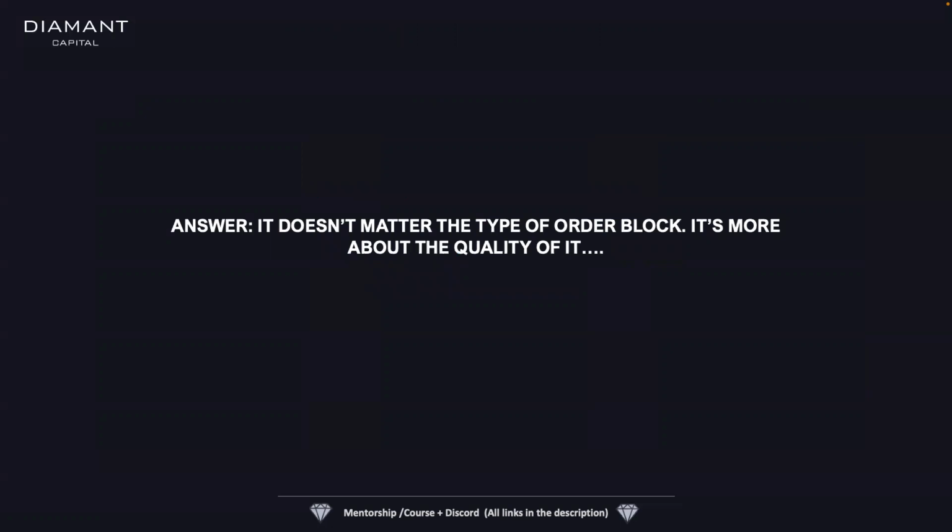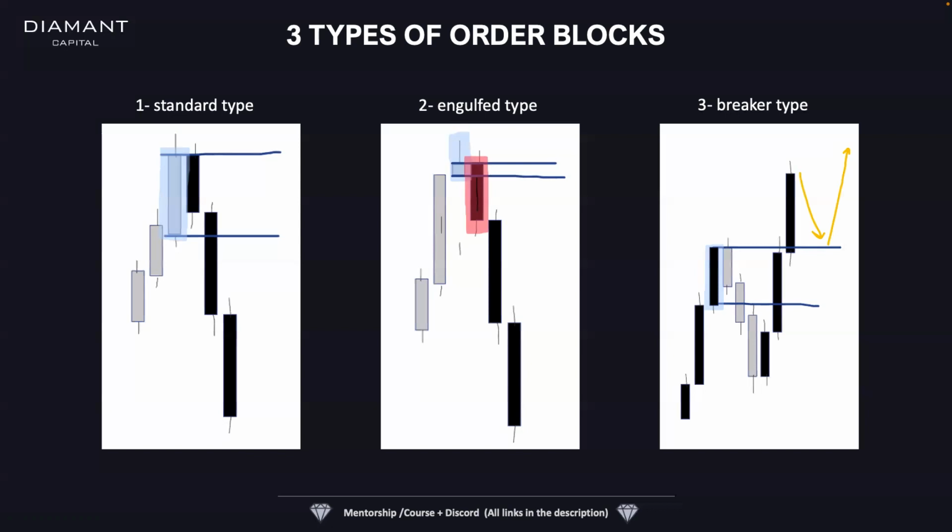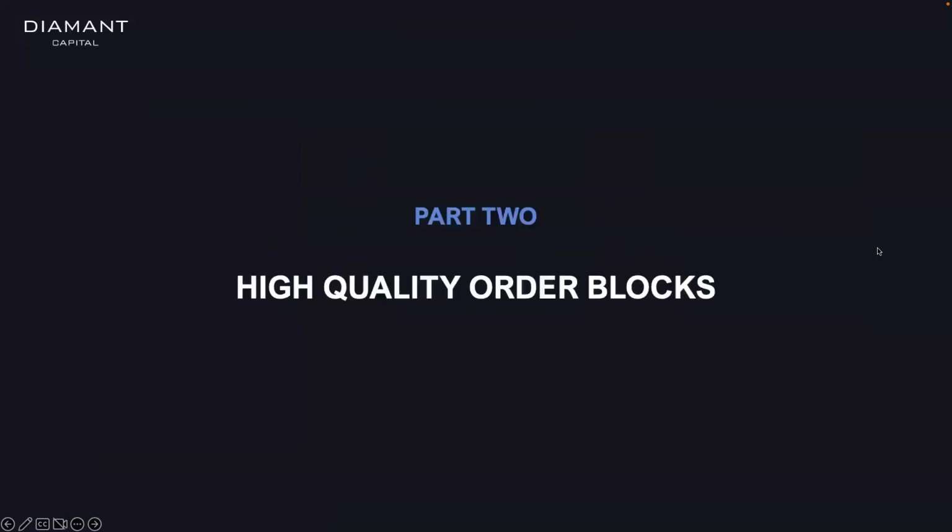Now, of course, this makes complete sense because if, for example, we had a setup and I'm not seeing the engulf type, you think I'm not going to enter. If I have all my confirmations in line and everything's picture perfect and it's ready to enter, of course, it's not going to matter what type of order block we do talk about. It's more about the quality of it. And we're going to be getting into pretty much all of that, how do we actually find the higher quality ones as well? Now, part two, high quality order blocks.